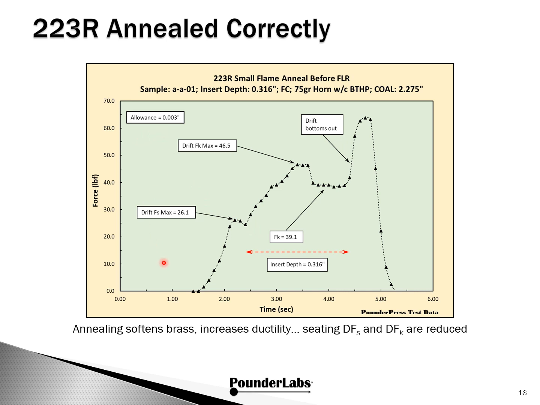Annealing softens the brass and increases the ductility, so it's not unusual to see DFS and DFAs coming down. We're going to talk more about that statistically in just a few moments.